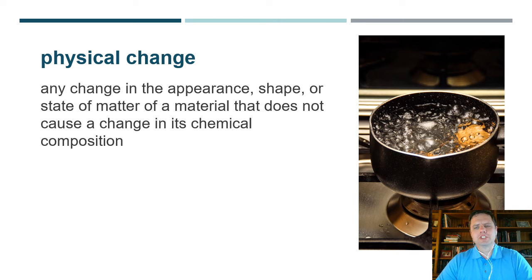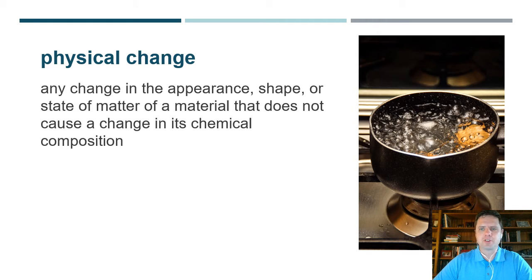But before I do, let's just talk about physical change and chemical change. A physical change is any change in the appearance or shape or state of matter of a material that does not cause a change in its chemical composition. So any change in appearance, any change in shape, or the state of matter that doesn't change its chemical composition.